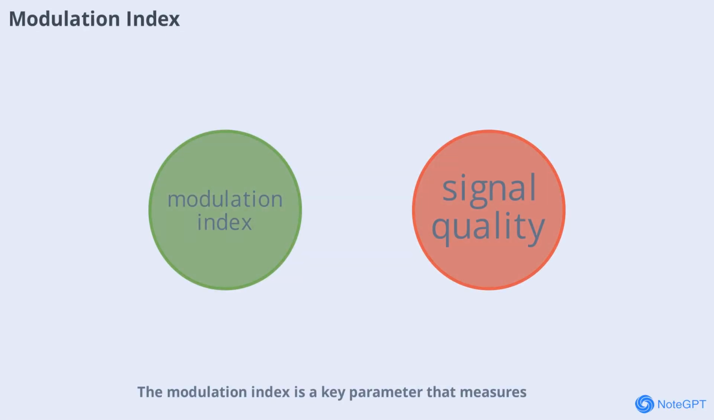Modulation Index is a key parameter that measures the extent of modulation applied to the carrier signal. In AM, it represents the ratio of the message amplitude to the carrier amplitude. The Modulation Index affects the bandwidth, power efficiency, and quality of the transmitted signal. Understanding and controlling the Modulation Index is crucial for optimizing communication performance.